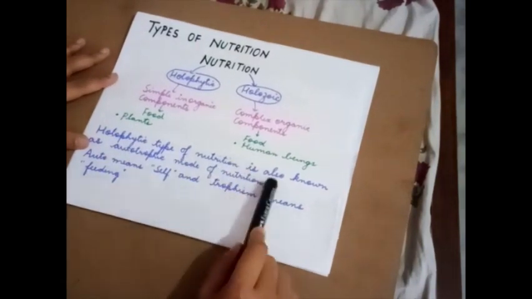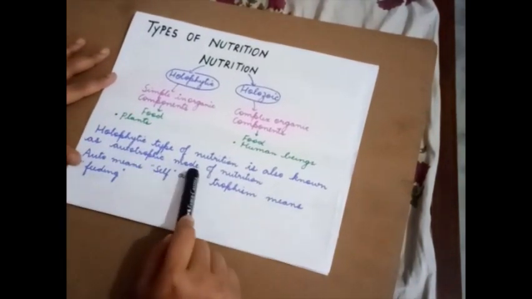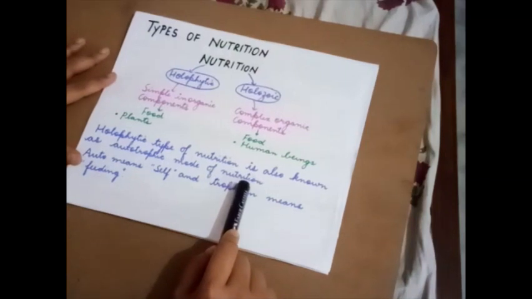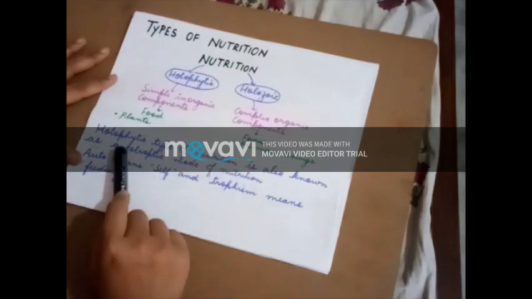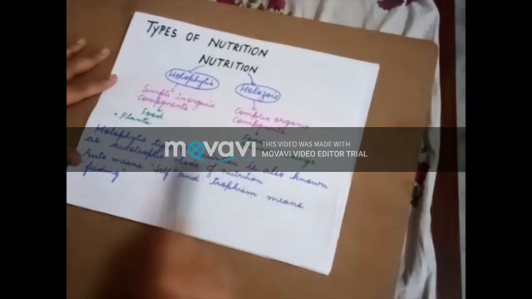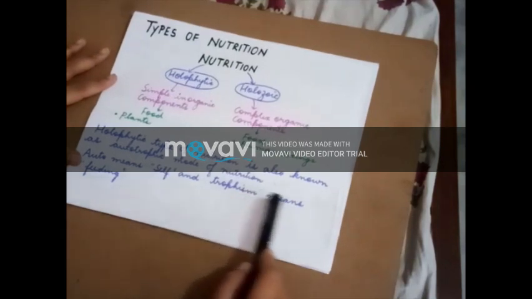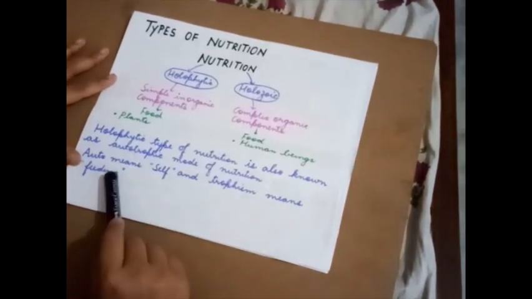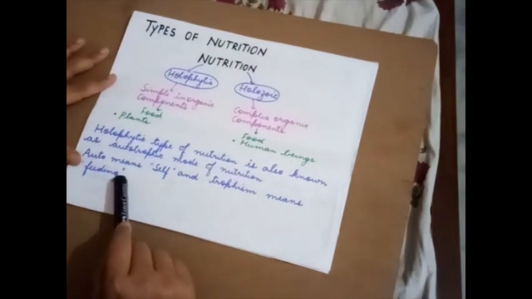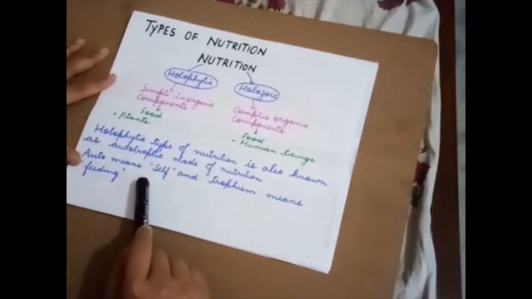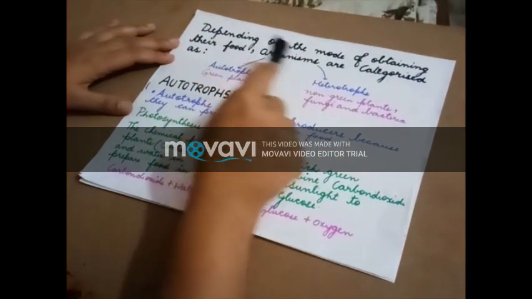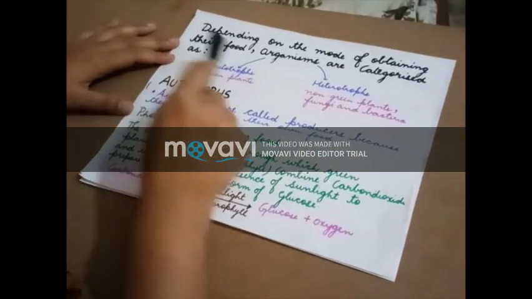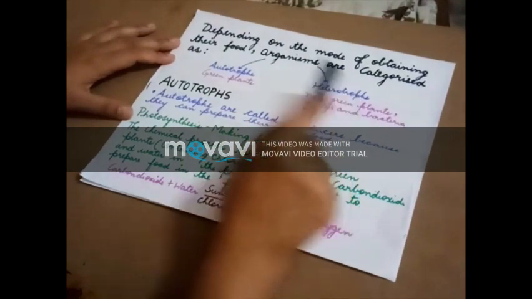Holophytic type of nutrition is also known as the autotrophic mode of nutrition. Auto means self and trophism means feeding. So it is self-feeding or self-nourishment. Since it can produce its own food, it can nourish itself, and those are plants. Depending on the mode of obtaining their food, organisms are categorized as autotrophs and heterotrophs.